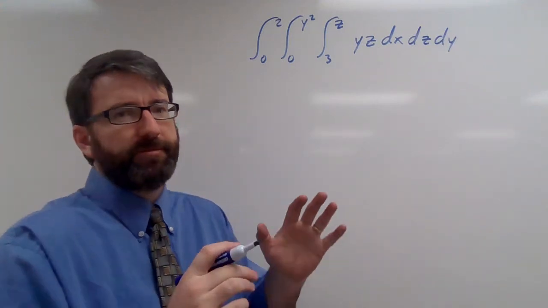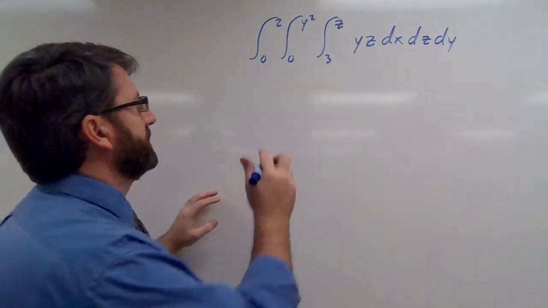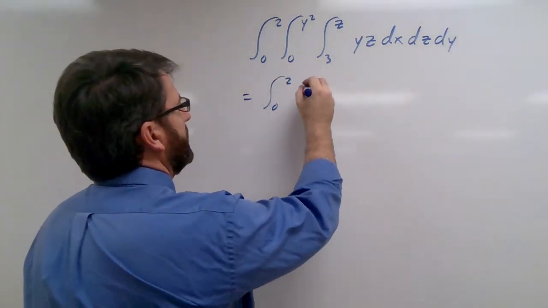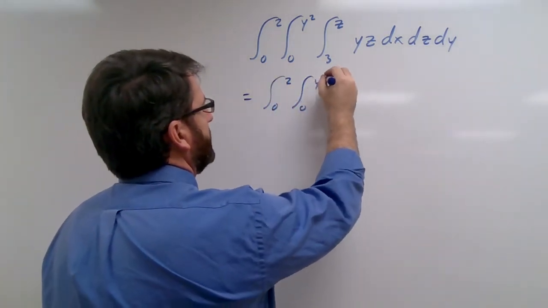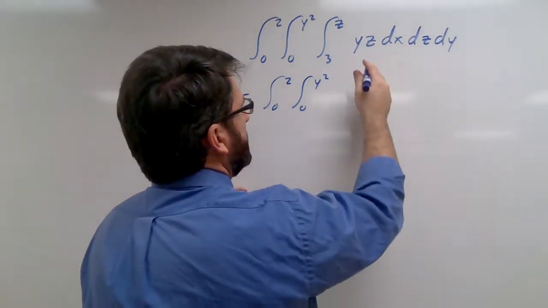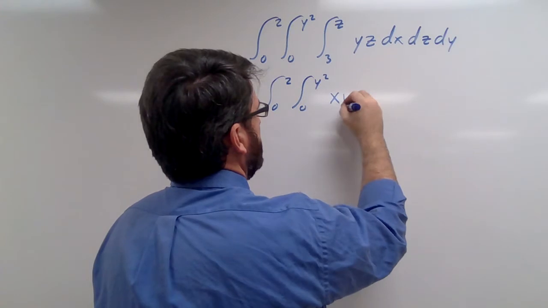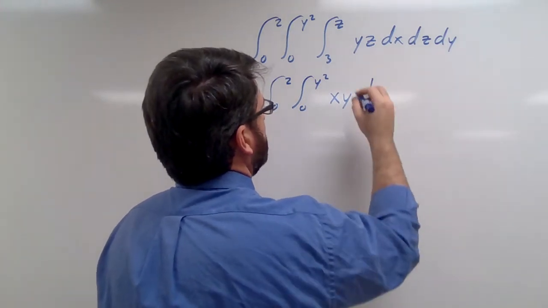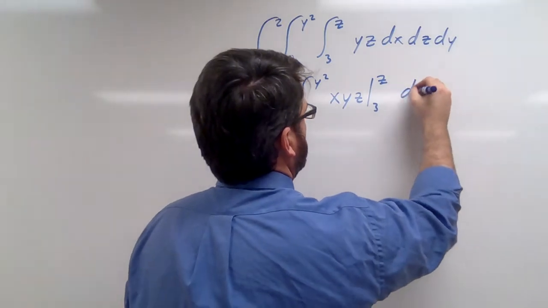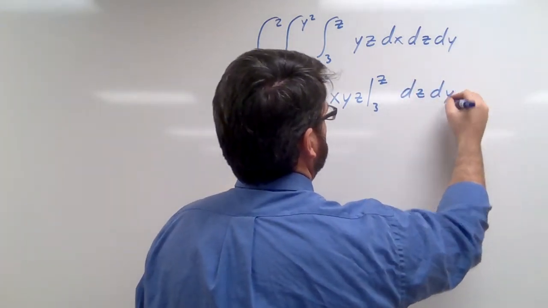All right, next we're going to evaluate this integral. So we're going to start by evaluating this with respect to x. So that's just going to be xyz, evaluated from 3 to z, and then dz, dy.